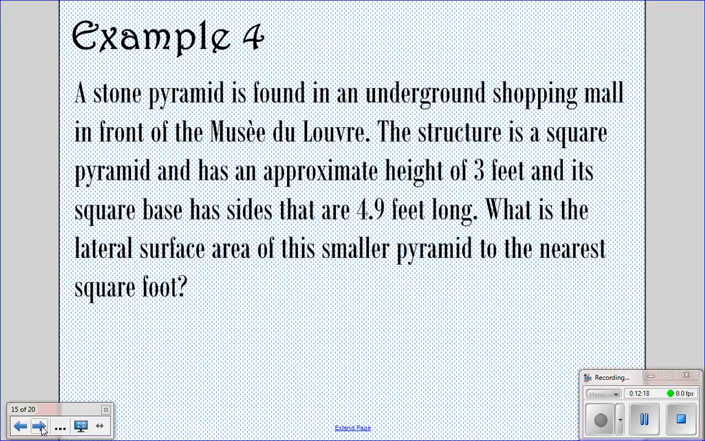So on this one, we're not looking for volume, so you don't want to find the volume. We're looking for the lateral surface area only. So our lateral surface area is 1/2 perimeter times the slant height. So it tells us we have a pyramid with a square base. And so I'm going to draw my pyramid as best I can.